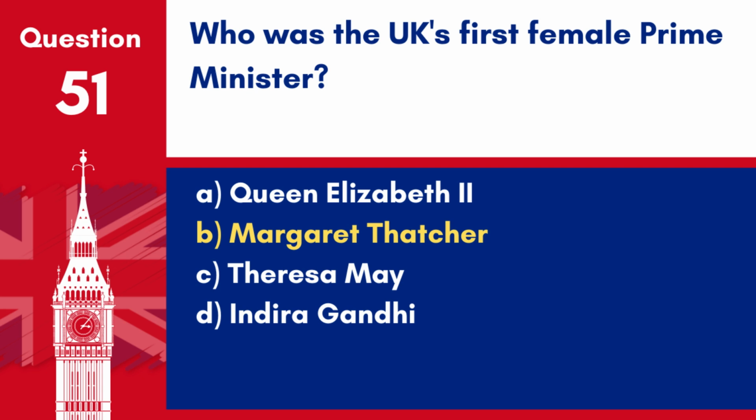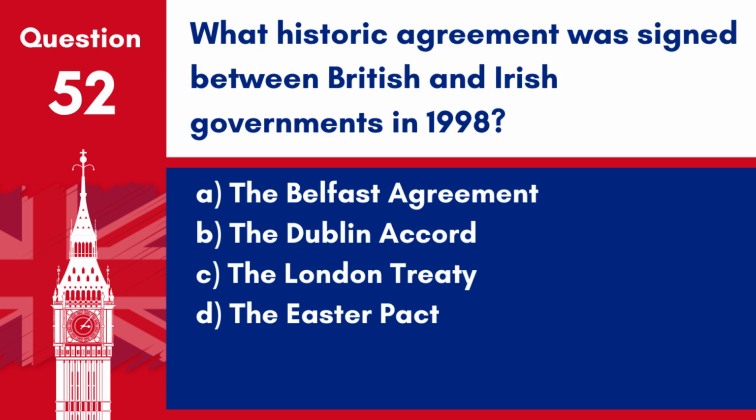Answer: B. Margaret Thatcher. Margaret Thatcher was the UK's first female Prime Minister, serving from 1979 to 1990. Question 52. What historic agreement was signed between British and Irish governments in 1998? A. The Belfast Agreement. B. The Dublin Accord. C. The London Treaty. D. The Easter Pact.